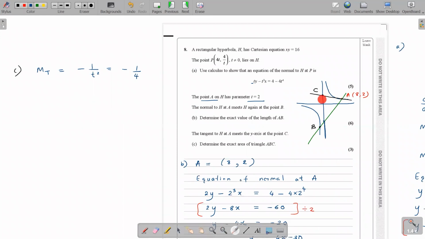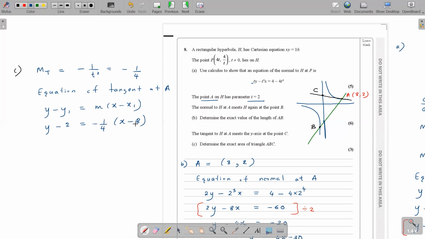So to get the place where the tangent cuts the y-axis, I should find the equation of the tangent, isn't it? So let's get the equation of the tangent. We don't need to fully simplify. So the equation of the tangent at A: y minus y1 equals gradient times x minus x1. What's the x1, y1? It is the A coordinate. So y1 is 2, the y coordinate of A. Gradient is minus 1 over 4, x minus x1 is 8.